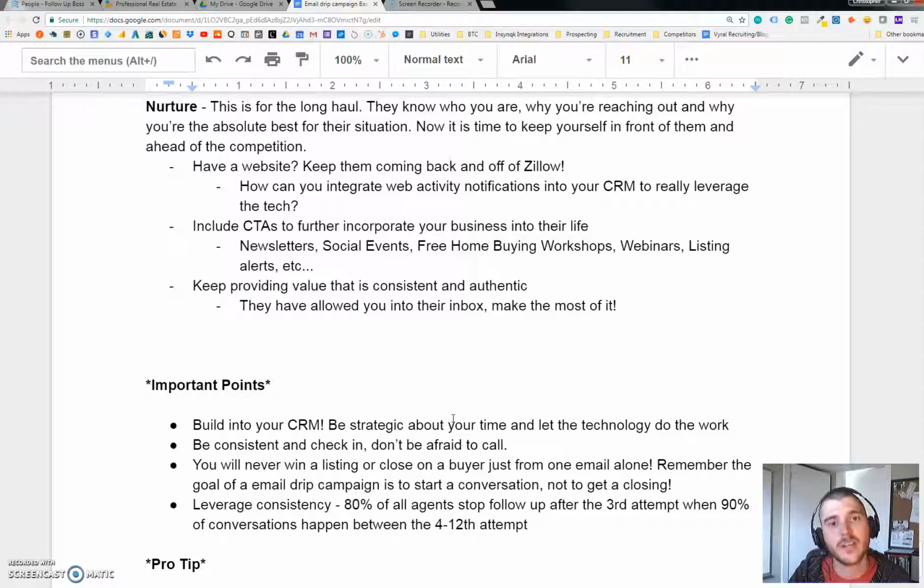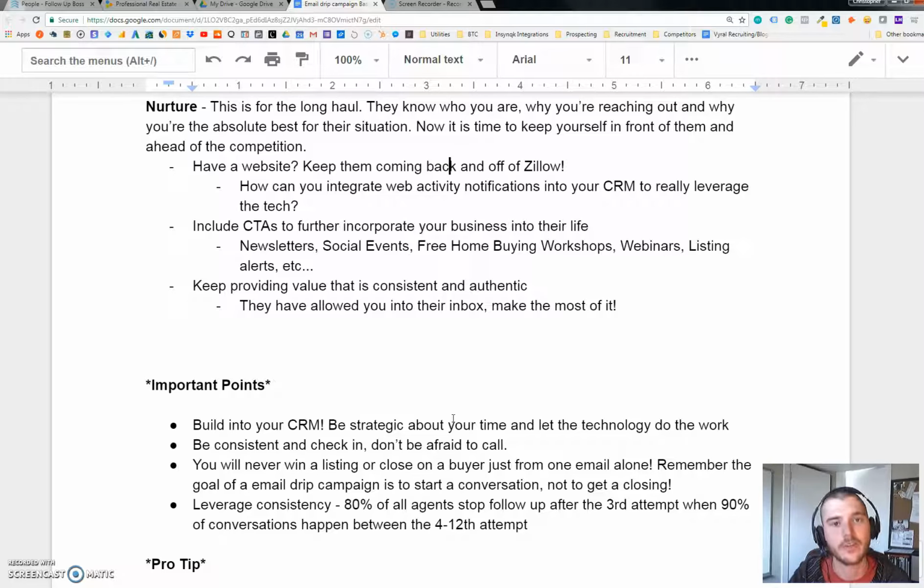Again, be consistent and check in. Email drip campaigns work really, really well, but you can't rely on them. It's about 40% of the work. Once you get those conversations started and you find out who's interested, who's raising their hand and wants help, you have to be the person to call or text and get that conversation really started. Get that appointment going. Get that listing agreement signed. But you have to be present to make that happen.